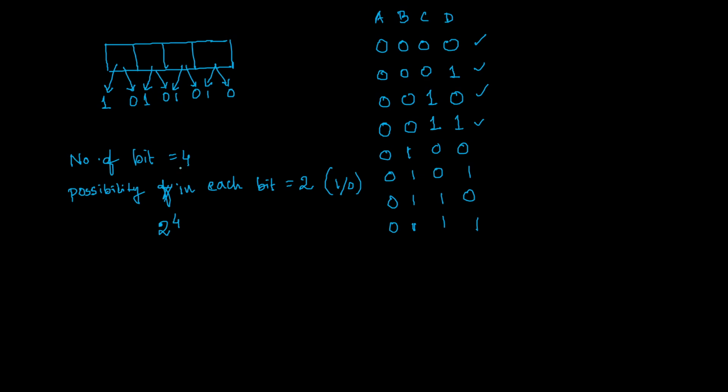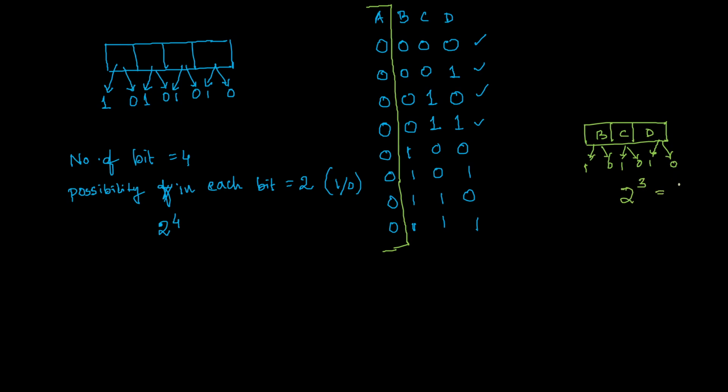If you forget about the first bit, just for the time being, for a moment, assume that you have a memory location having 3 bits: B, C and D. Its possibility is 1 or 0. Its possibility 1 or 0. Its possibility 1 or 0. How many combinations are possible? 2 to the power 3 is equal to 8. Naturally, you see this is 1, 2, 3, 4, 5, 6, 7, 8. 8 combinations with this B, C, D.